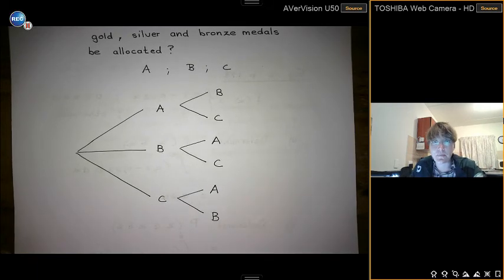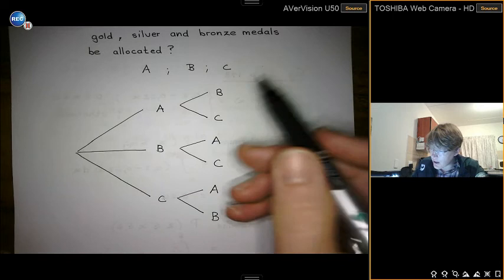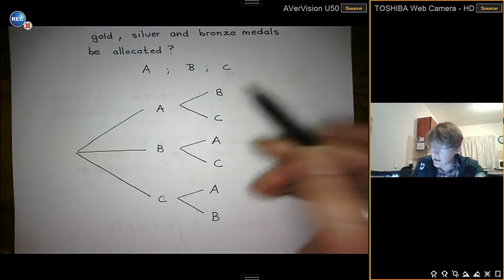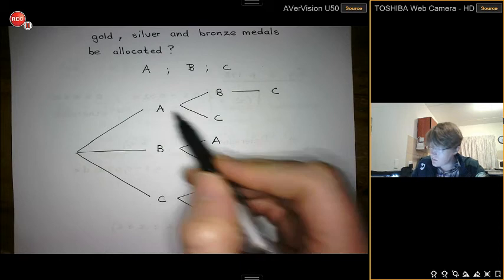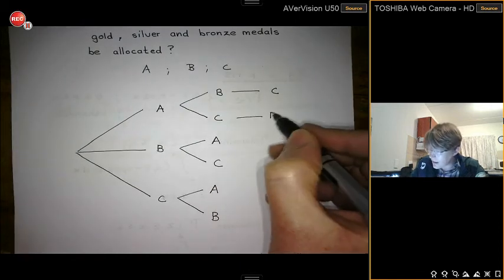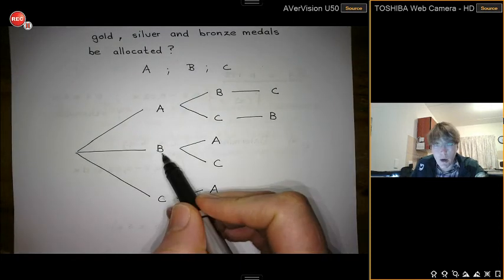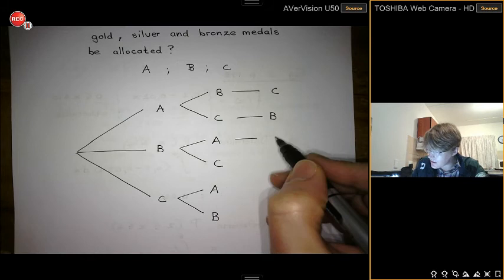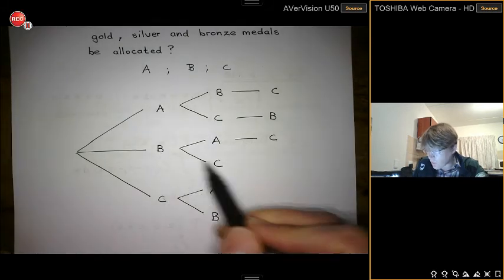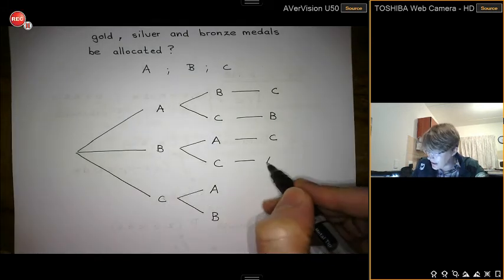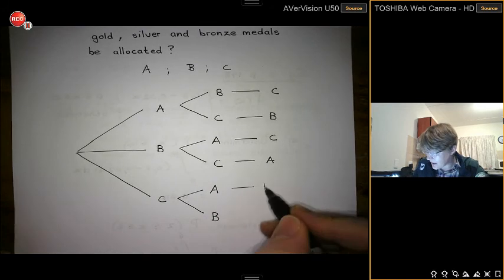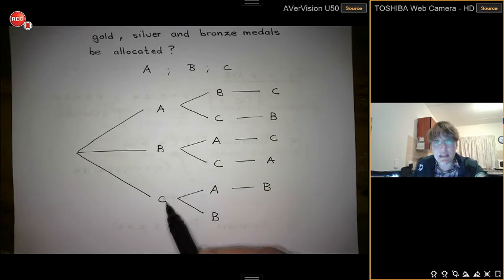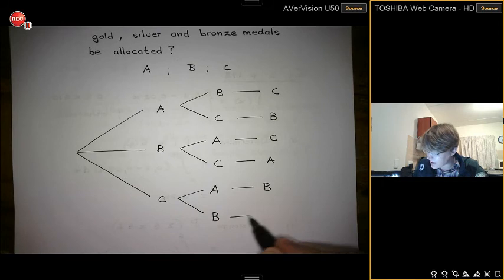And then if we keep going, we realize if A wins and B comes second, then only C can come third. If A wins and C comes second, then only B can come third. If B won and A came second, then C has to come third. If B won and C came second, A needs to come third. If C won and A came second, B needs to come third. And if C won and B came second, then A came third.